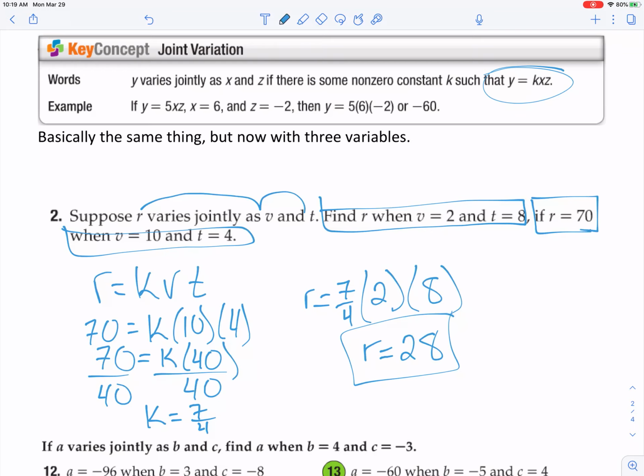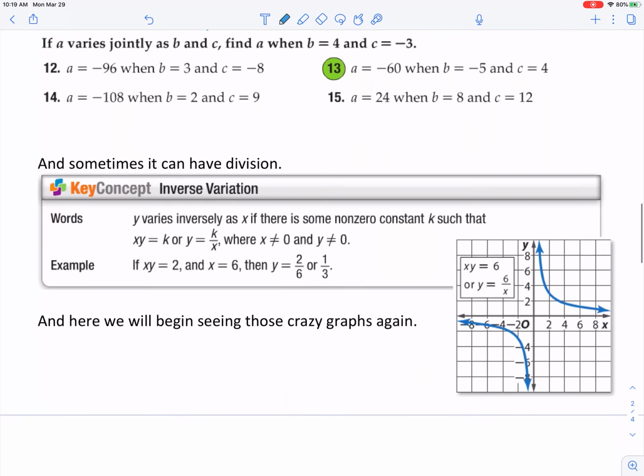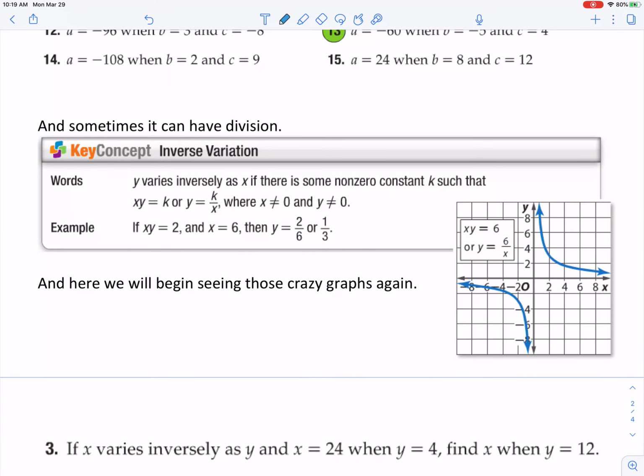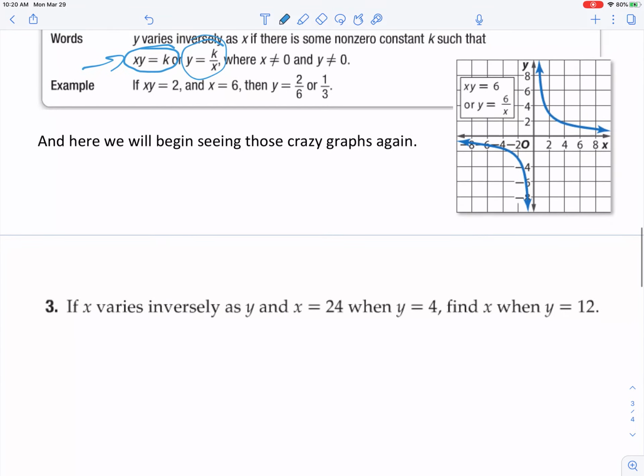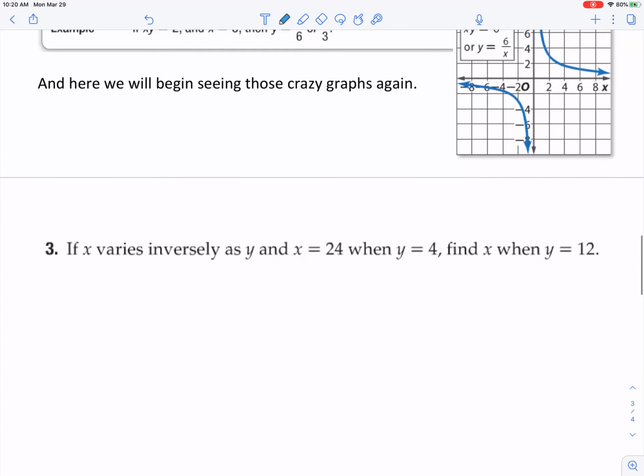So that's joint variation. Last but not least is going to be inverse variation. That formula looks like this, where x times y equals k. The other way you can write that is that y equals k over x. I tend to like to write it this way, with x times y equals k. I don't know why, I just like to do it that way. By the way, that introduces some of these crazy graphs again. The other ones were straight lines. We're not going to actually do any graphing though, so moving on.